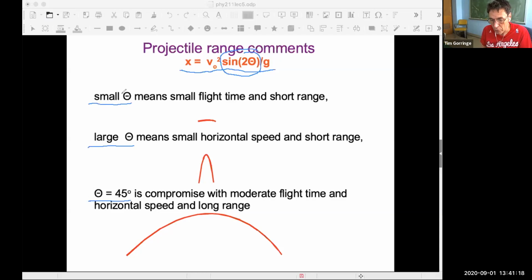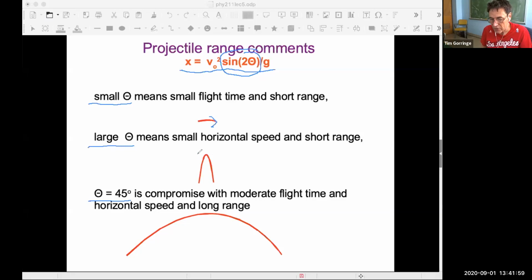If you fire it at a small angle, so 1 degree above the horizontal, say, then this sine function is going to be tiny, and the projectile is not going to go very far. You've got this sort of path here. You've thrown it at such a shallow angle, the projectile quickly comes back to Earth and doesn't go anywhere. What about a really large angle? If you fire it at near 90 degrees, well, twice 90 degrees is near 180 degrees. So also you get a very small range.